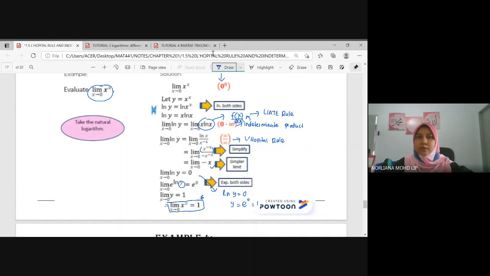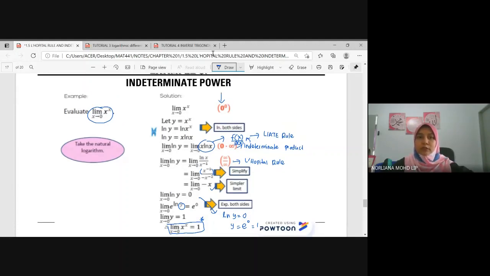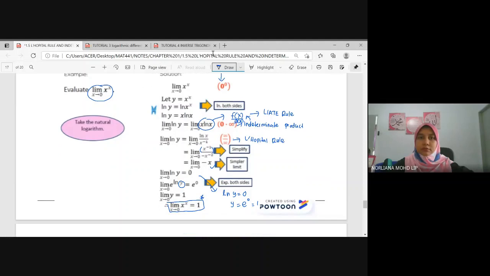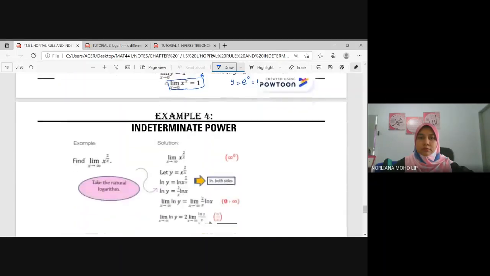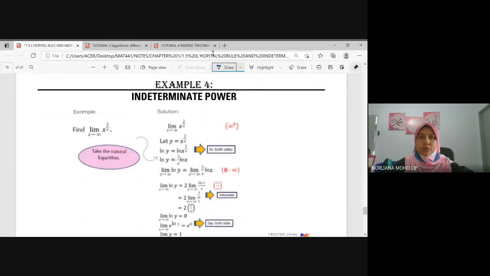Okay, this is an example of an indeterminate power. So for an indeterminate power, you have to apply the ln or the natural log. Example 4, also an indeterminate power in the form of infinity to the power of 0. Also, we have to apply the natural log on both sides.